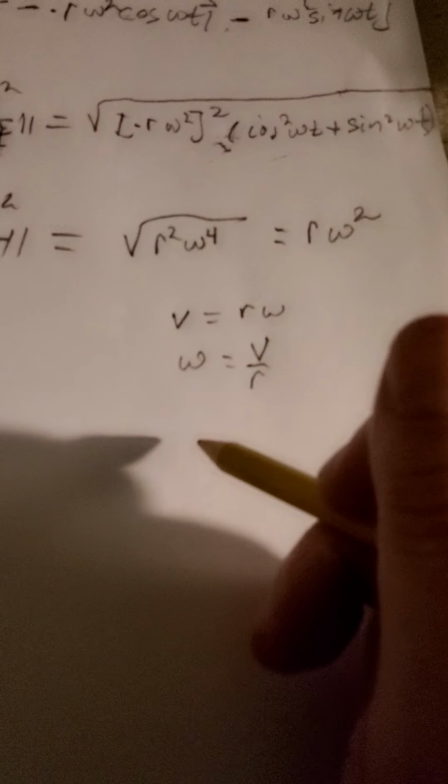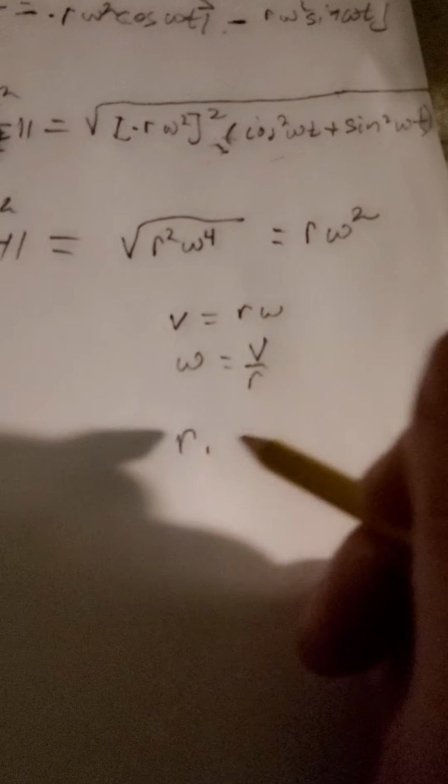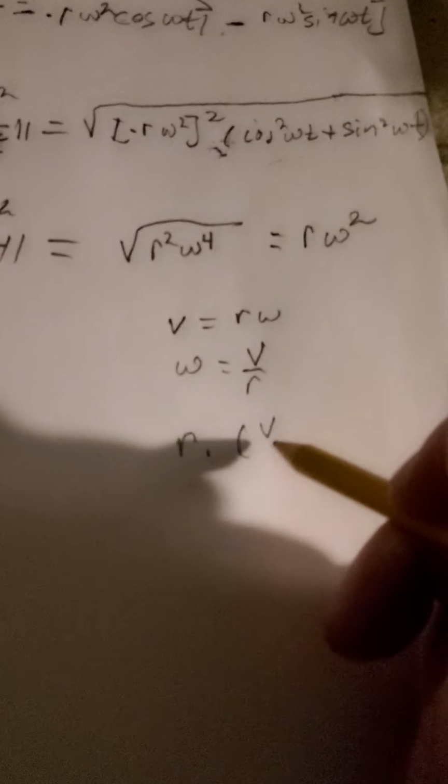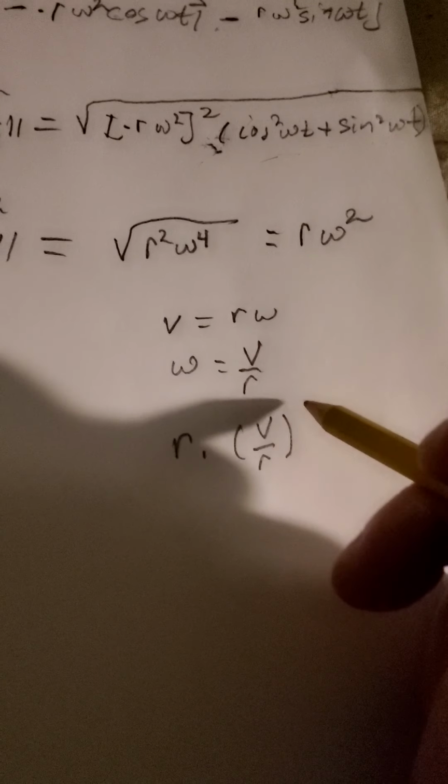which is going to equal r times omega squared, right? But what did we have for v? We said v equals r times omega, right? So if v equals r times omega, then in terms of omega, we got omega equals v over r, correct?